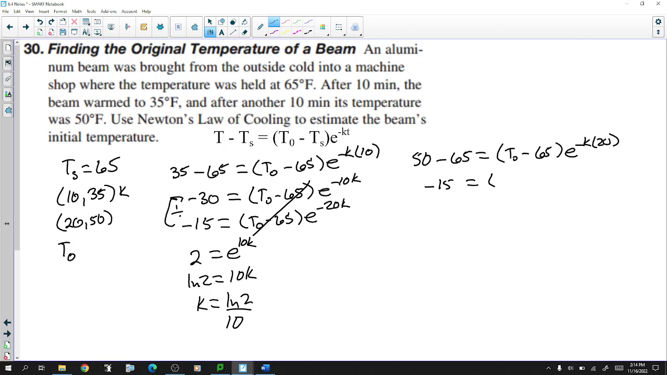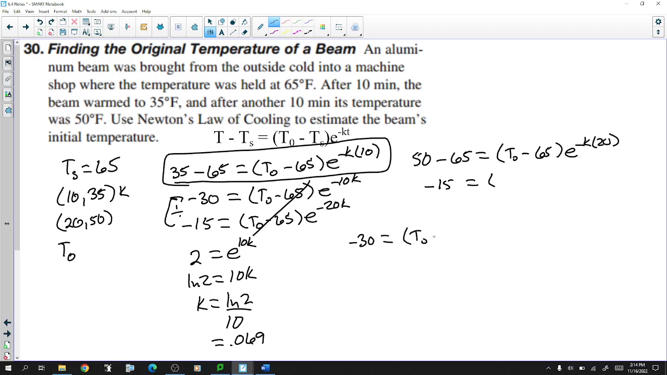Did I have the decimal value for that? Where is it? Let me look here. 0.069. Well, now we have to use one of these to finish out the problem. How about this one right here? Let's take that one. And that's going to be negative 30 is equal to T naught minus 65 and then e to the negative 0.069 times 10. Well, let's divide by this right here, and then we just add 65. So T naught ends up being 5.